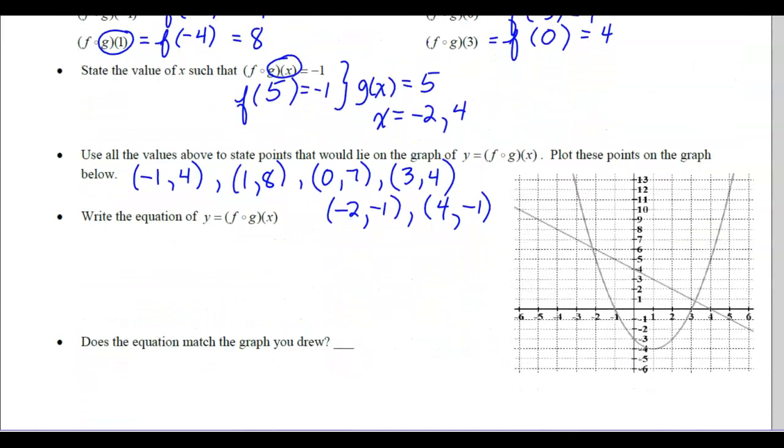Okay, plot them. -1, 4, 1, 8, 0, 7, 3, 4, 2, 1, 1, 1. Okay. So you can see it's going to form a parabola. One point that we don't have is when x is 2, but it's going to be symmetrical, right? There's your axis of symmetry. So we're going to have a point here.